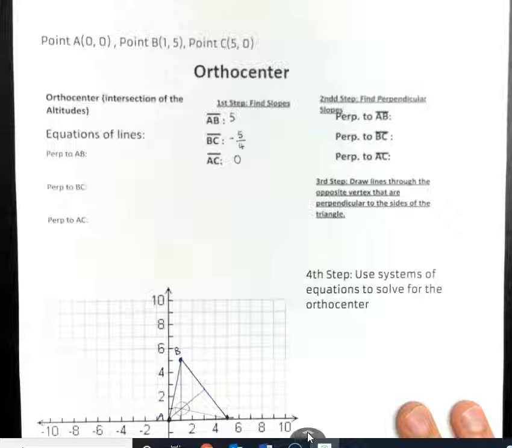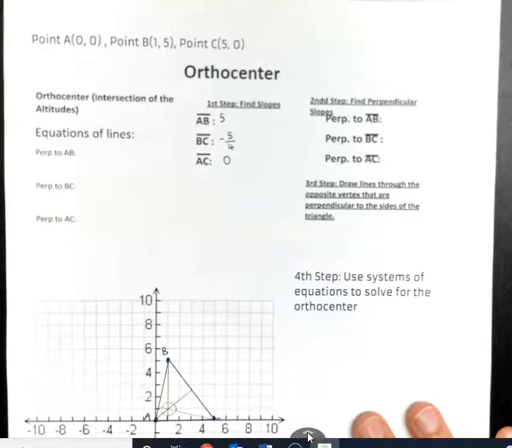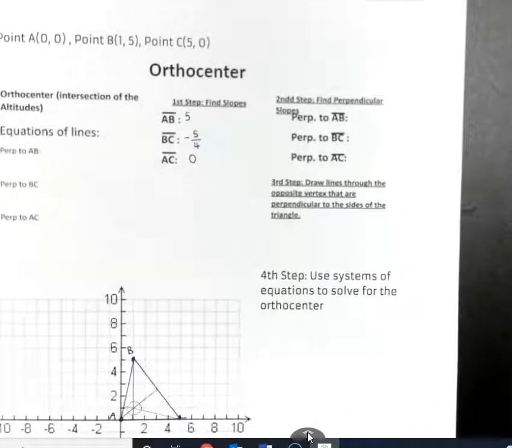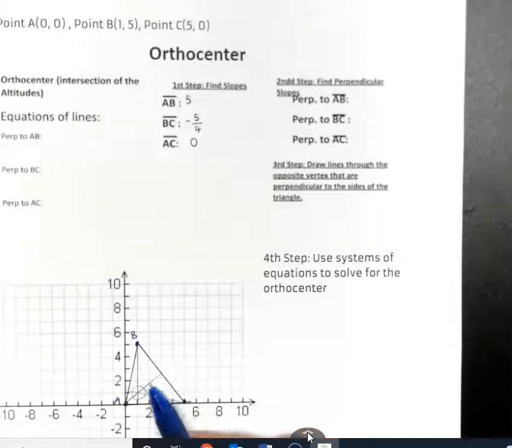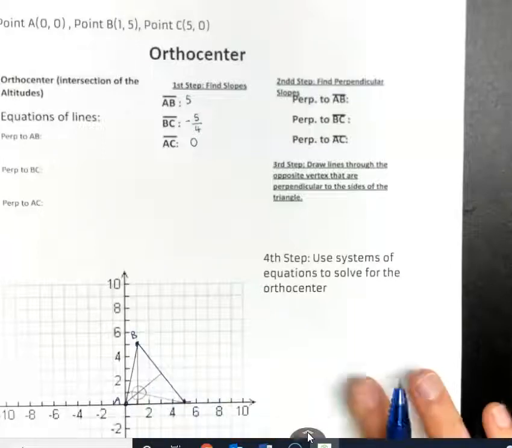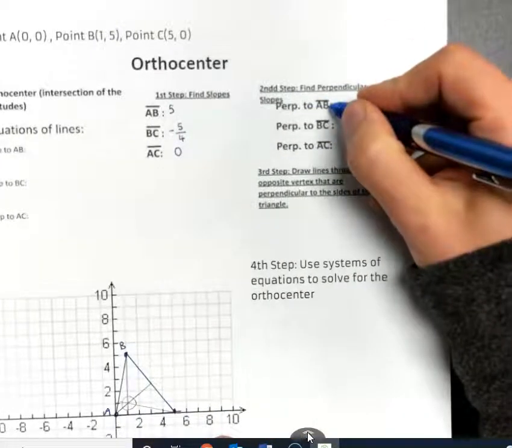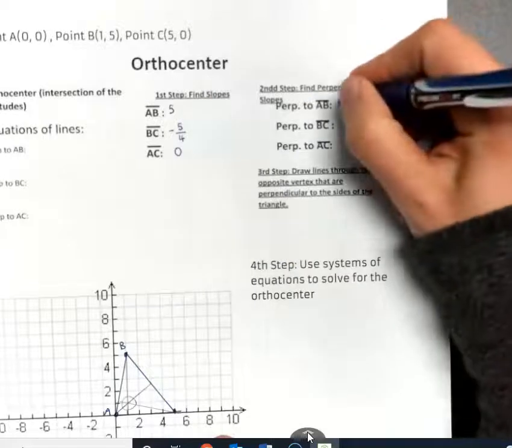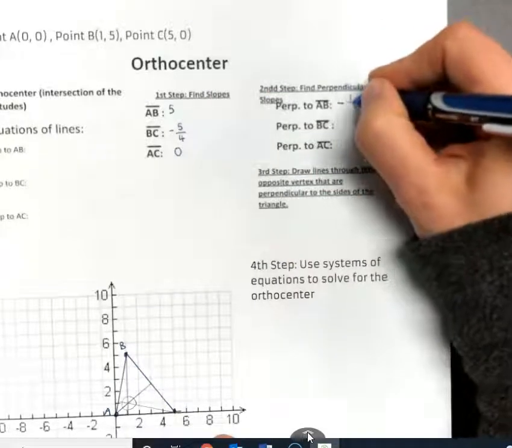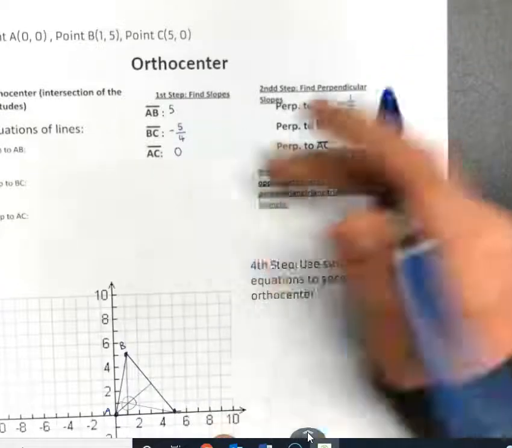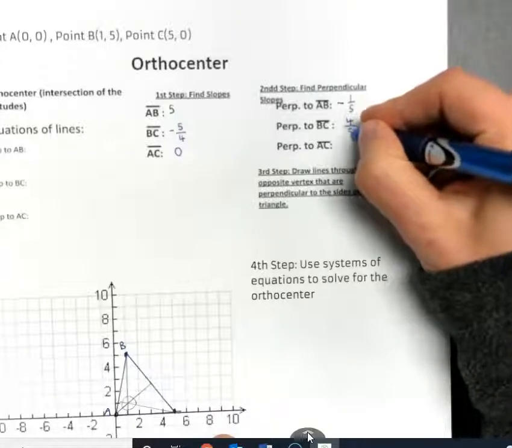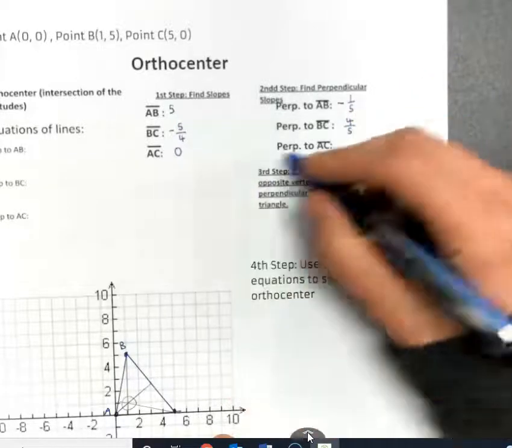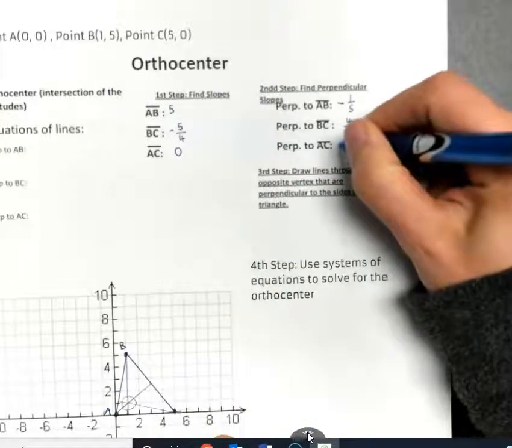Next, I'm going to get the negative reciprocal for each of these to find the slope for the line that's perpendicular, because we don't actually just need the slope here, we want the slope for the line that's perpendicular to it. So the perpendicular slope for AB, negative reciprocal, is negative 1/5. For BC, we started with negative, so now we get positive 4/5. And for AC, we had 0, so the opposite of that is undefined.